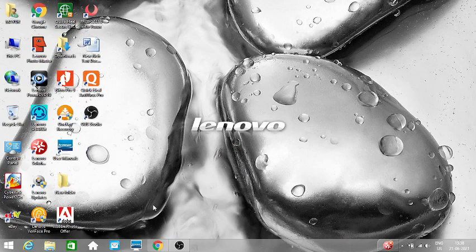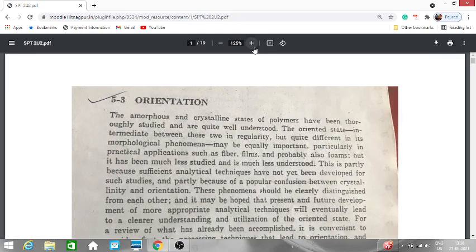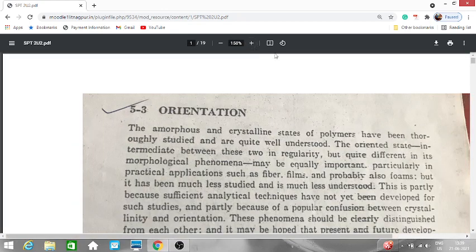Okay class, let's begin our unit number 2. So, orientation. The amorphous and crystalline states of polymer have been thoroughly studied. We all know what is amorphous and what is crystalline polymer. Crystalline polymer is densely packed, amorphous polymer is loosely packed, you know.